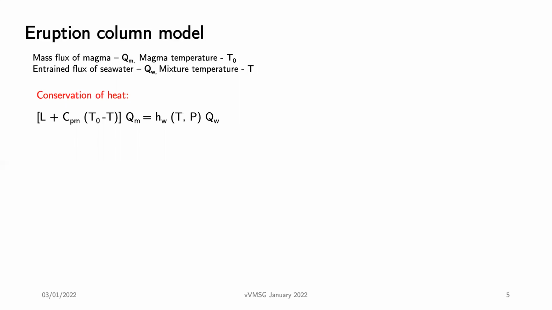To estimate the temperature of the mixture, we assume there's good thermal contact between the magma and seawater and use the equation for conservation of heat, where L is latent heat of the magma, Cpm is the specific heat of the magma, and Hw is the enthalpy of the water.